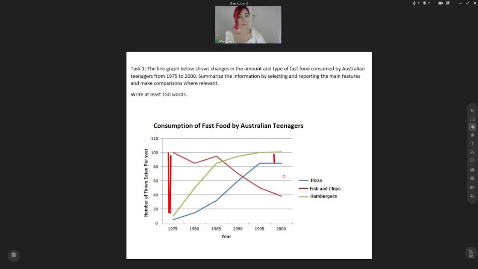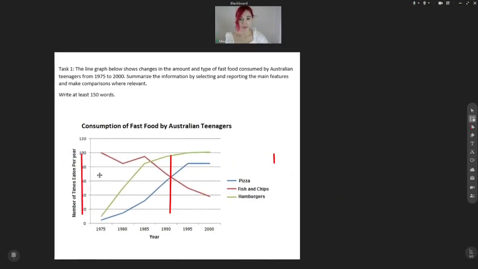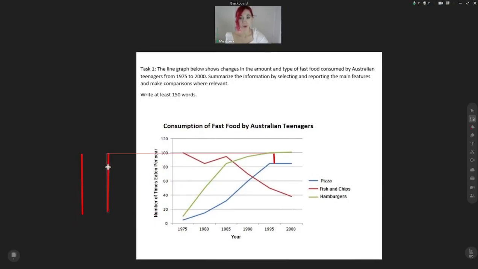hamburgers went up. Hamburgers is the most popular one, while fish and chips is the least popular one at the end of the period. But it was different at the start of the period, right? So I've identified all of these main features. I understand what the graph is about. Now I'm going to go to write my first paragraph.